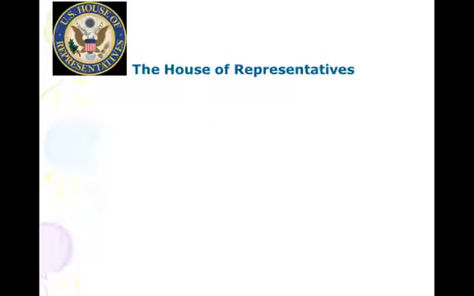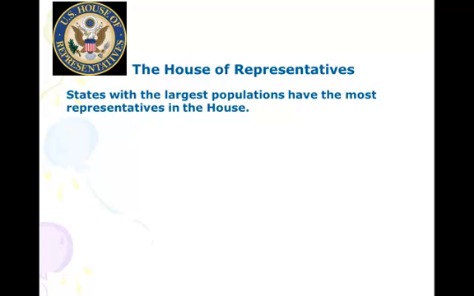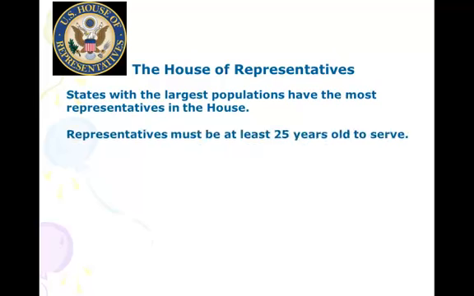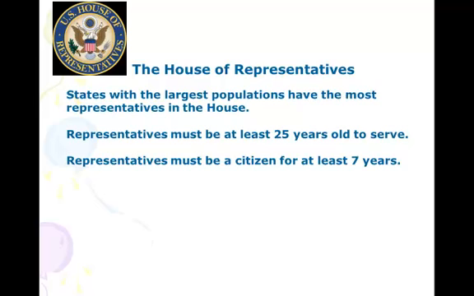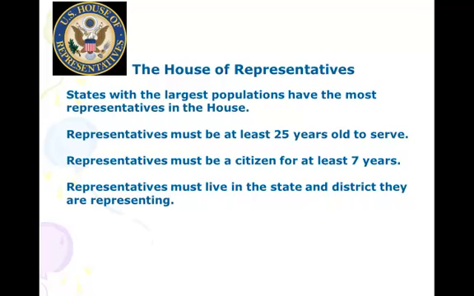The House of Representatives is based on population. The states with the larger populations get the most representatives or votes in the House of Representatives. To be elected a representative, they must be at least 25 years old, have been a citizen for at least 7 years, and live in the state and district they're representing. If elected, they're elected to a 2-year term of office. A term is how long they will hold that office.